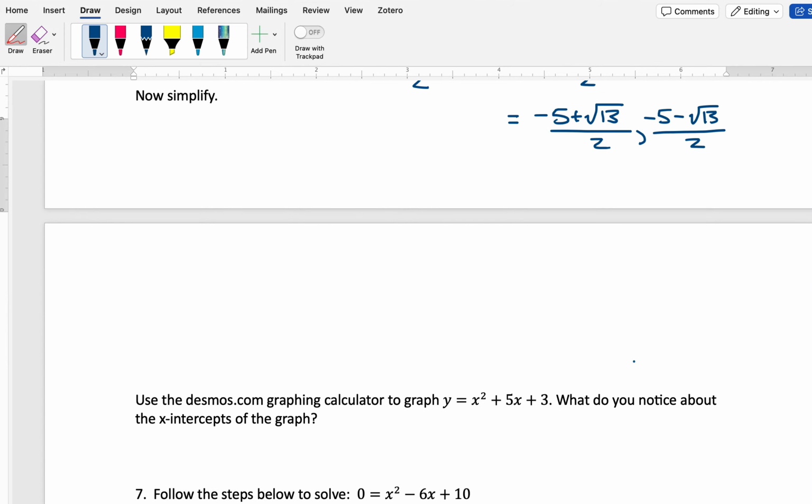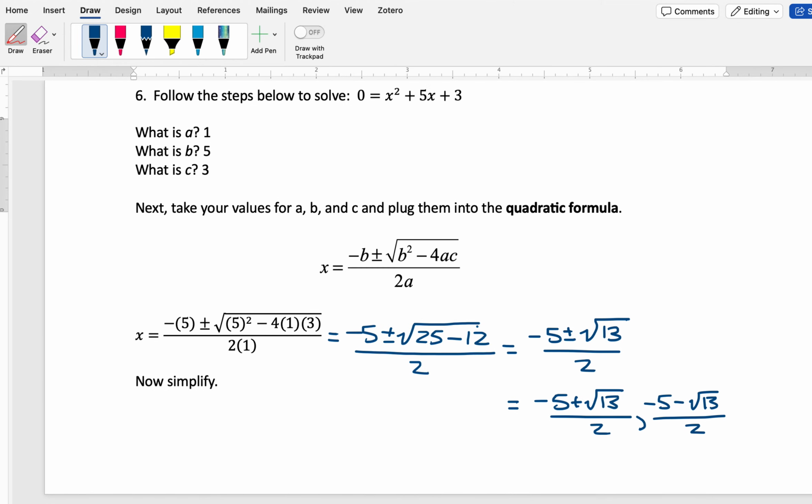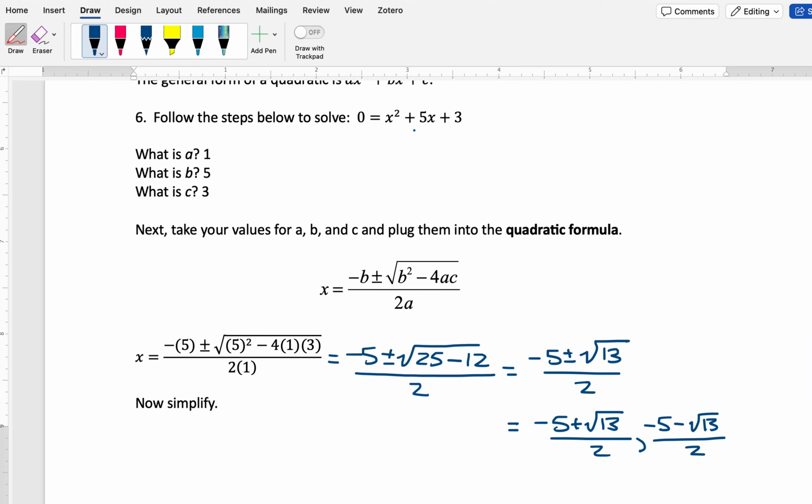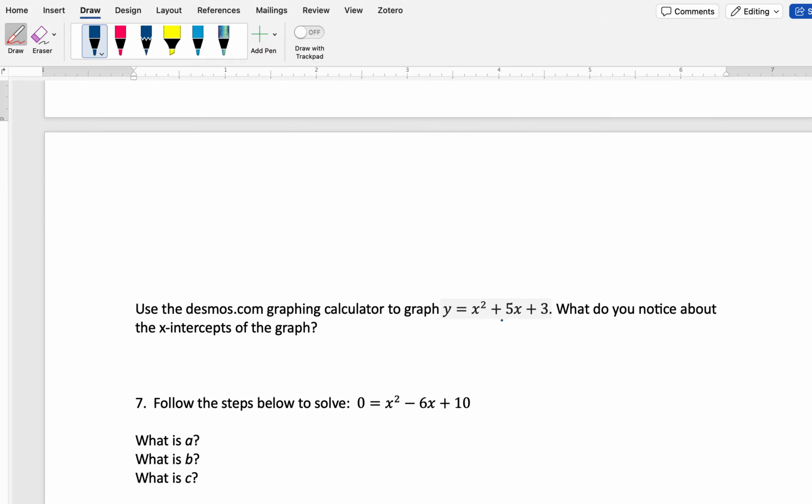Now what we're going to do is look at this on the Desmos graphing calculator. Just like we did previously, we are going to graph y equals, replacing that 0 in our quadratic equation with a y. Y equals x squared plus 5x plus 3. And the question is, what do you notice about the x-intercepts of the graph?